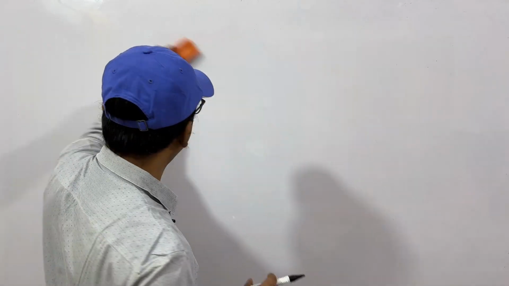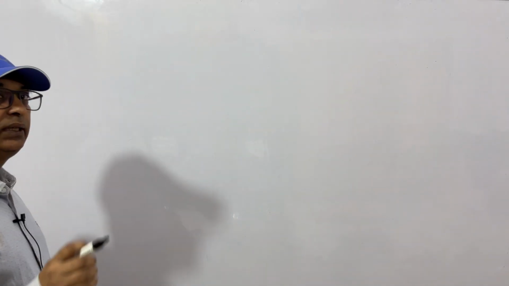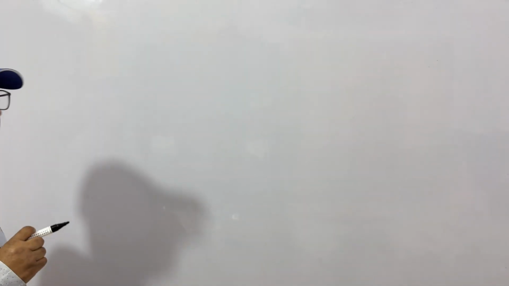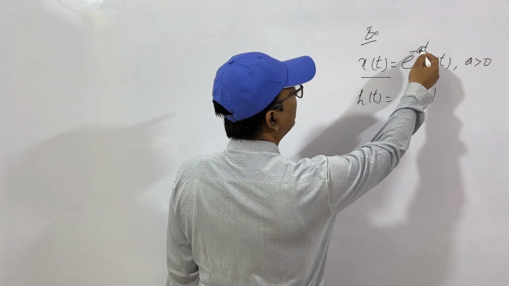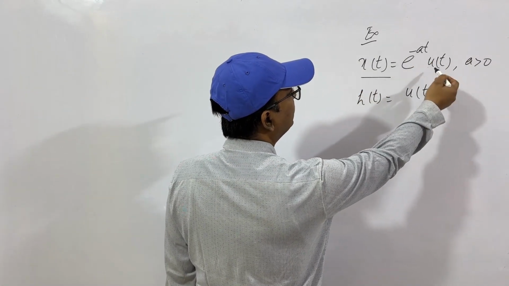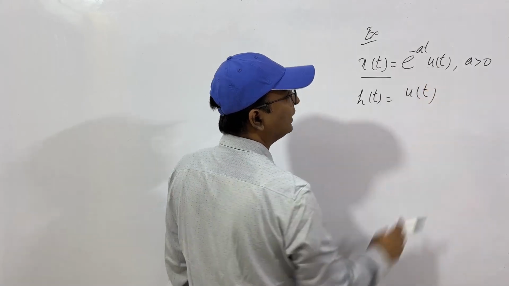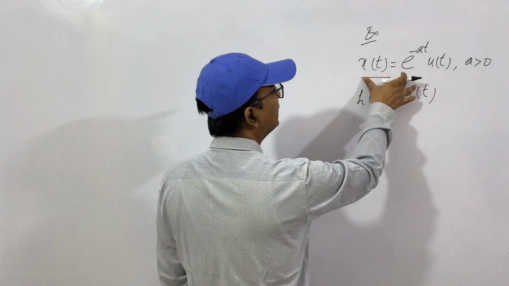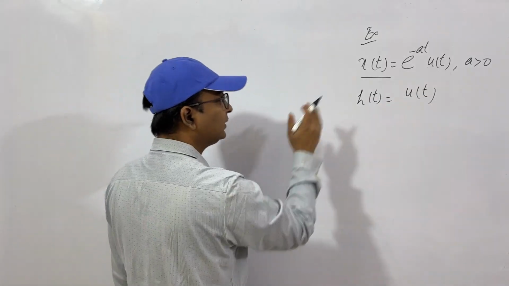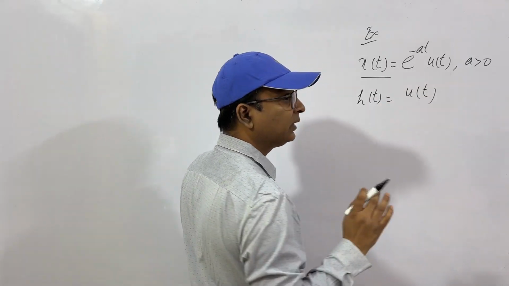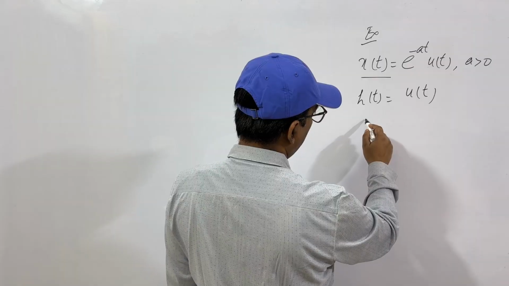Now let's see an example and understand how we find the convolution of two signals. Our signal x(t) is e to the power minus a t, where a is greater than 0, it is a positive number, times u(t). u(t) means this signal is from 0 and onwards only; below 0 it is 0. And this is h(t), which is u(t). Simple. So try to understand this.